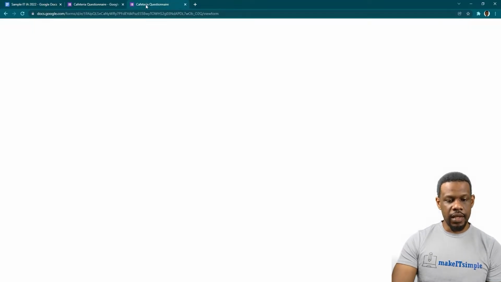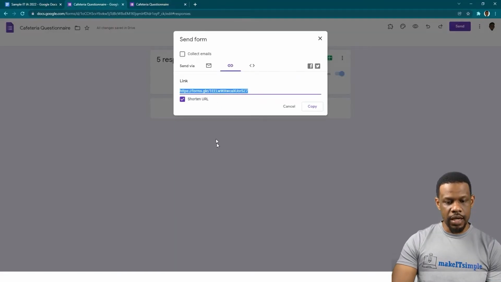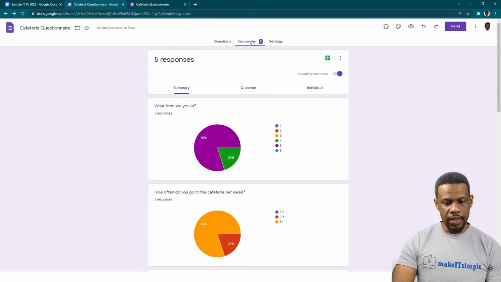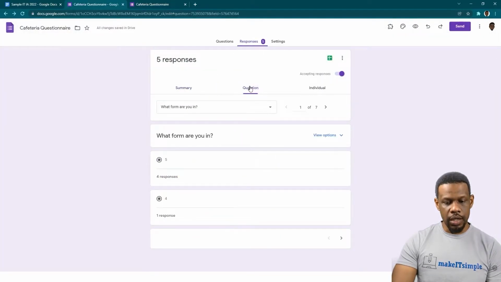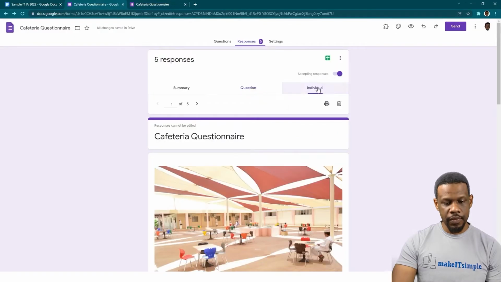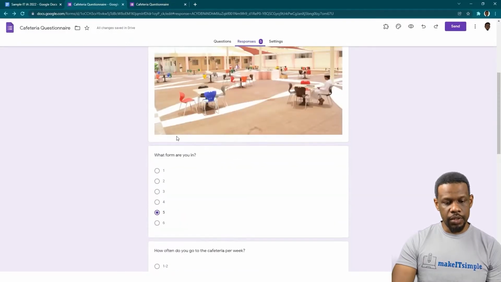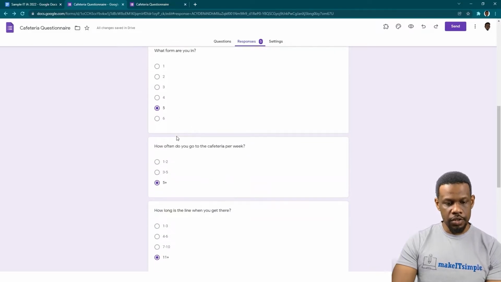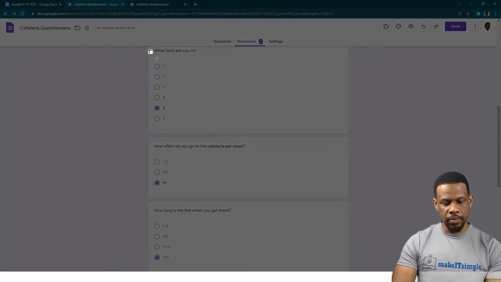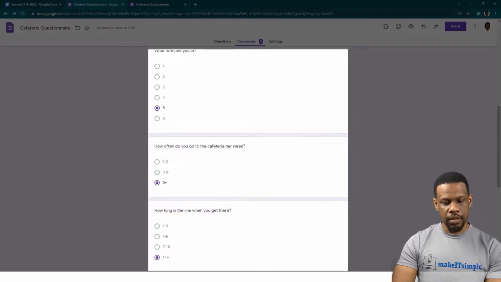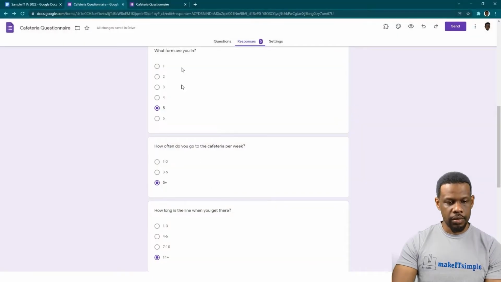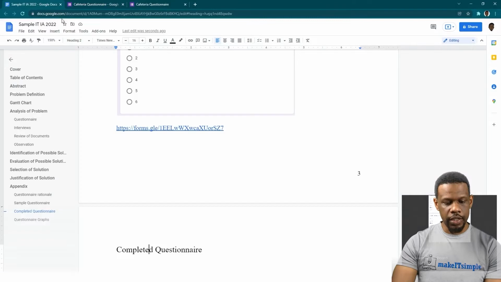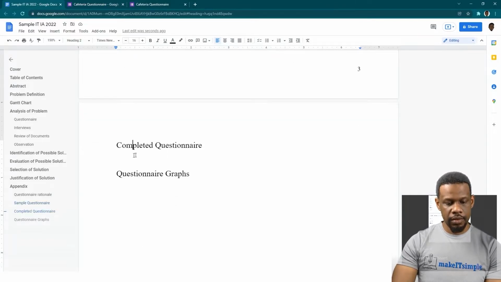Then for the completed questionnaire, you could go on this part here and show that the responses are there. You could show an individual completed questionnaire, showing that the individual completed it by doing this. Press Control Shift and S if you're on Windows to snip the screen. If you're on a Mac, I can't remember. Do that too. So, completed questionnaire.